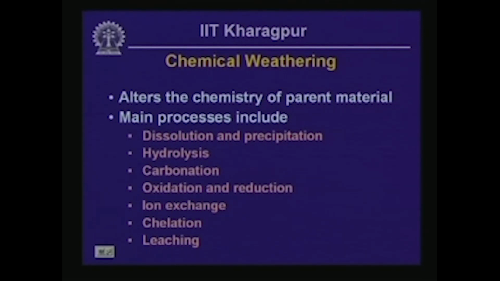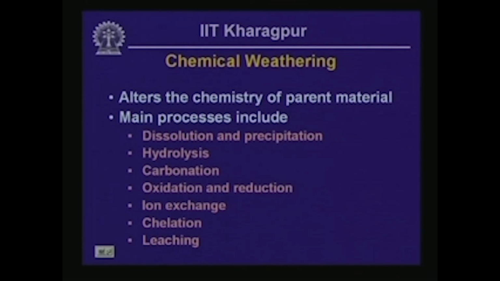In this case, several different chemical processes could be involved. Number one is dissolution and precipitation. The mineralogical components of a rock mass can get dissolved within the fluid that has been introduced to the rock mass, and an example of this is the dissolution of calcium carbonate, or calcite, which we have seen in the previous lesson itself.